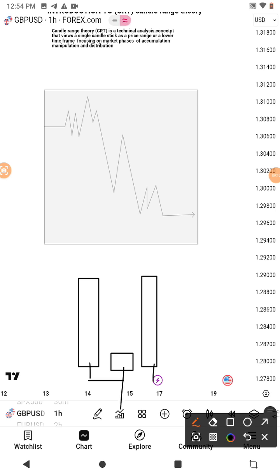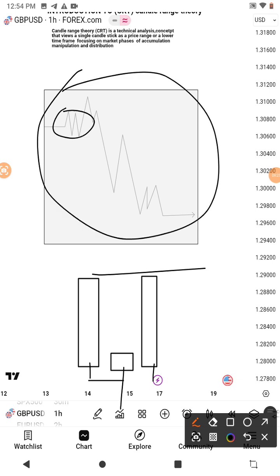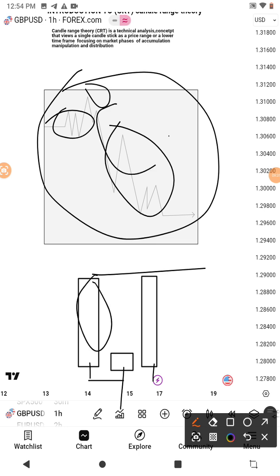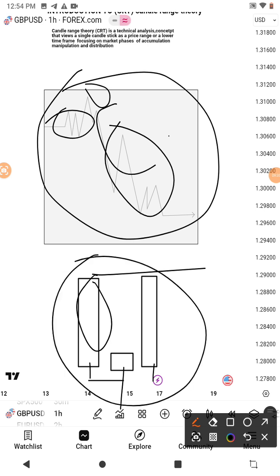Manipulated the previous candle's low and what? Distribute. Same as here. Accumulation, manipulation, distribution. You can find it in three candles. You can find it in one candle. And on any time frame.